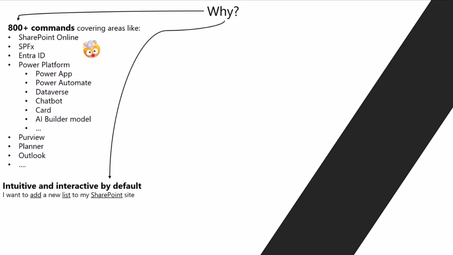It's really intuitive when you start working with it, and interactive by default. I will be presenting it a bit today. So if I want to add a new list to SPO, it's spo list, and then the action I want to do: add, get, set, remove, etc.